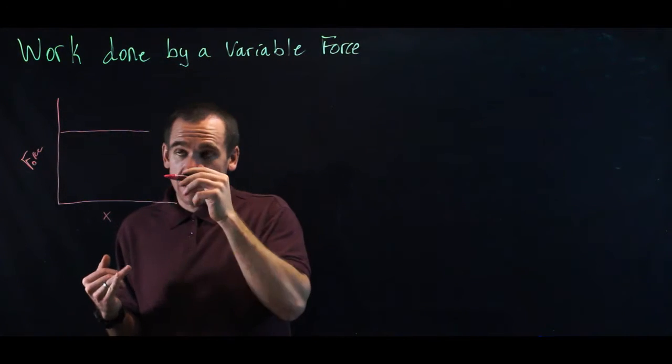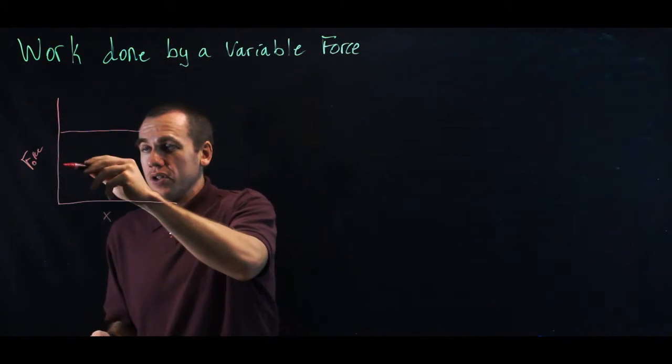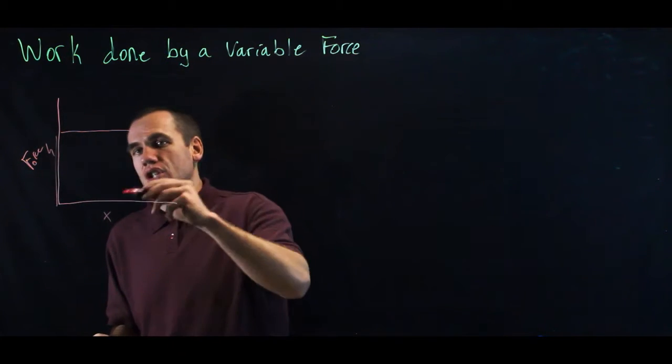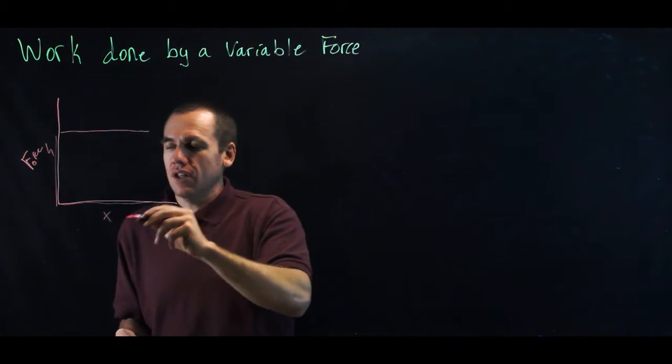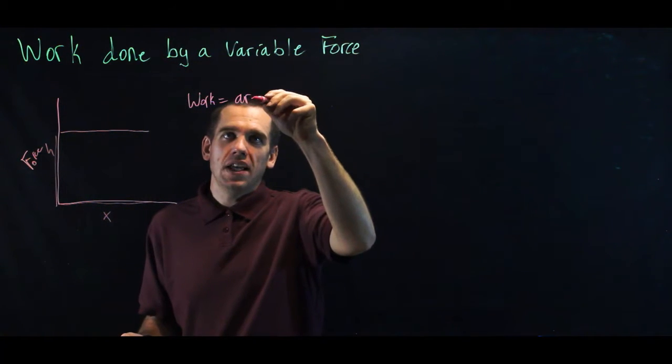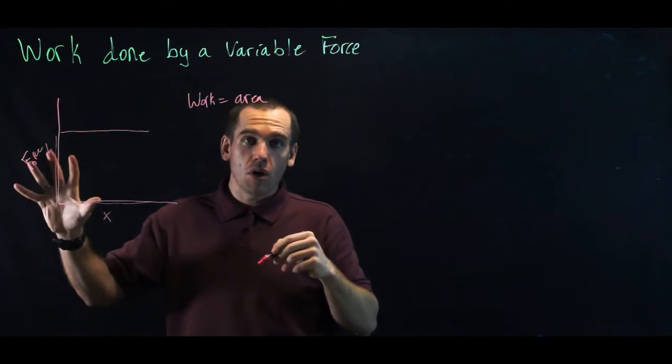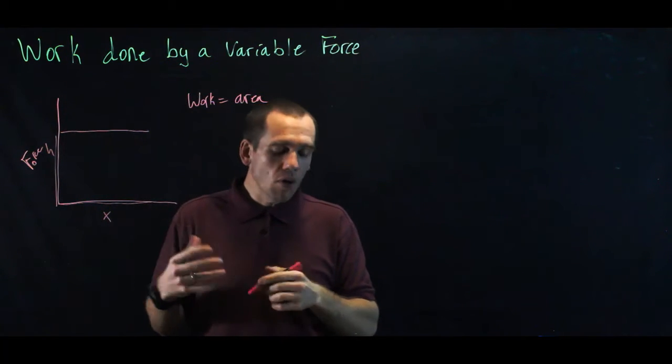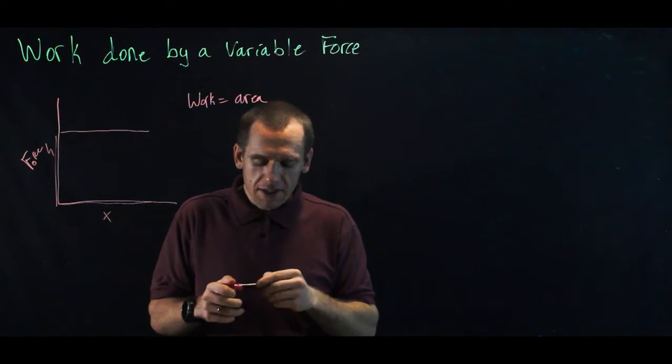And so we could say that the work done is force times distance, but the force is the height of this shape. The distance is the length of this shape. And we would say that the work is equal to the area, as long as the force and the motion are always parallel to each other. But we don't always exert forces constantly.